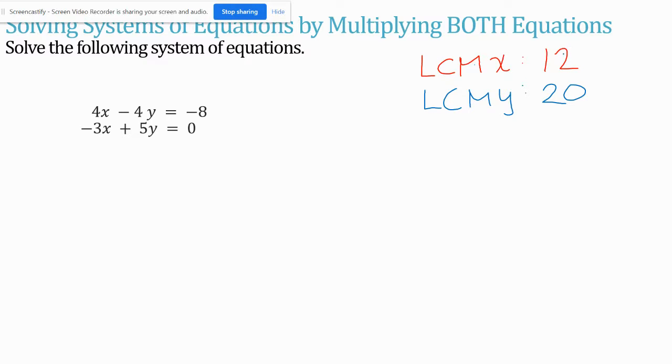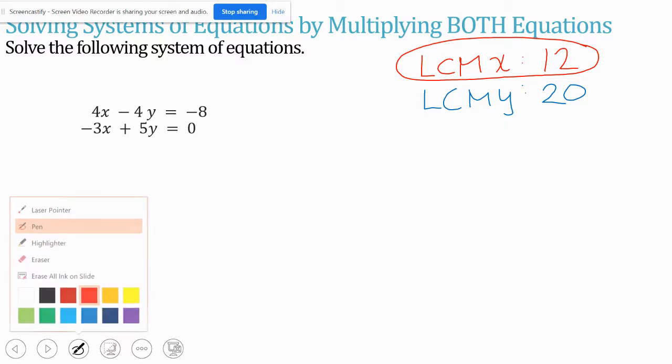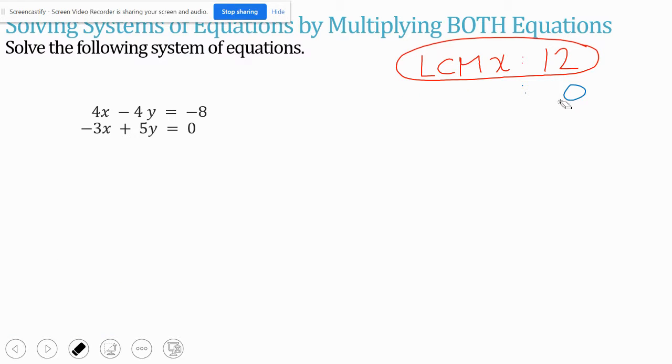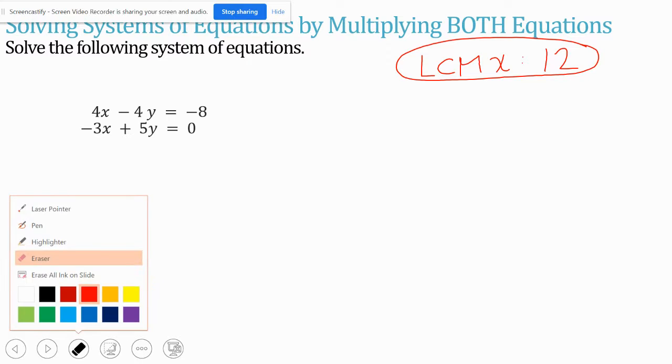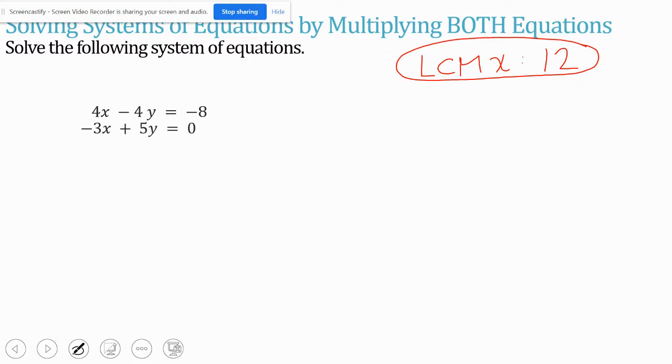I'm going to go with the first one, the LCM of 12. It's a smaller number. I like working with 12, but it's really just a personal preference. You can go with the y's, totally up to you. It's going to give you the same answer as long as you do everything correctly. So I'm going to focus on making both of these coefficients for x. I want one to be a +12 and I want one to be a -12, because remember, they still have to be additive inverses, and when you add them, they need to cancel out.